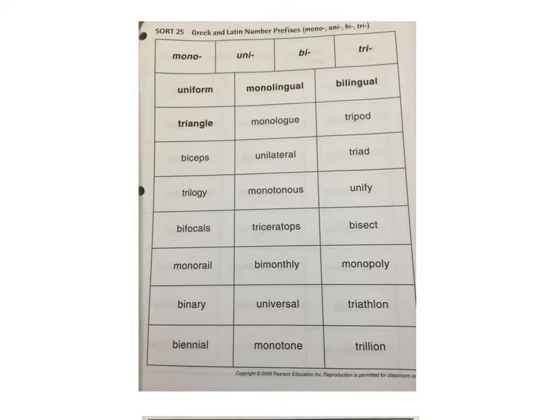So in this sort, we're looking at Greek and Latin number prefixes: mono, uni, bi, and tri. We know prefixes go at the front of the word and alter the meaning. We're looking at these ones specifically, and these would be your column headings. So you're going to make four headings, mono, uni, bi, and tri, and then you'll put the words that have those prefixes underneath them.